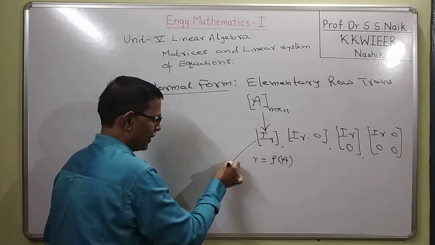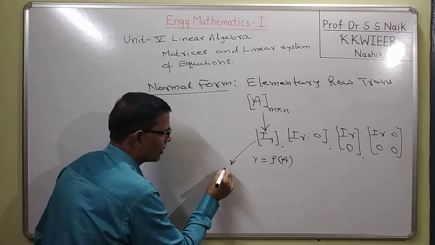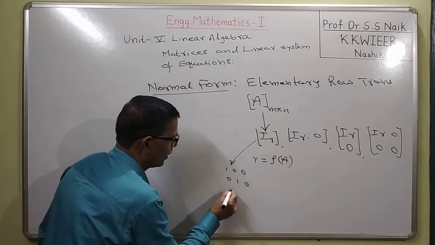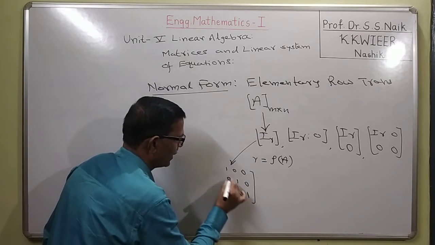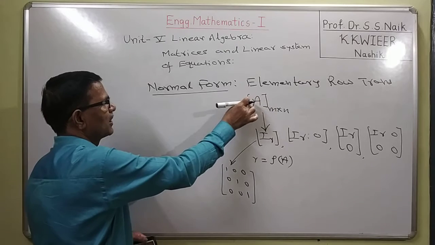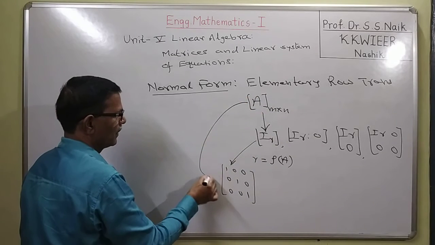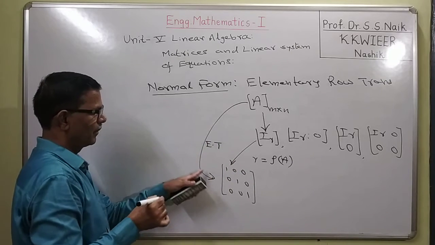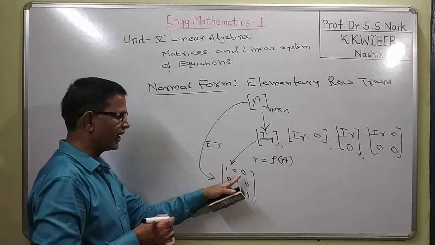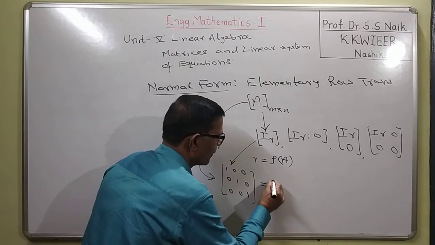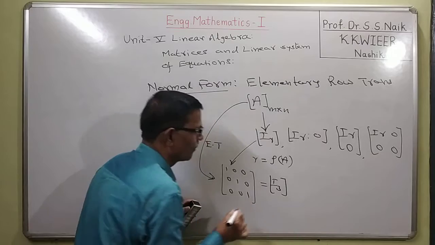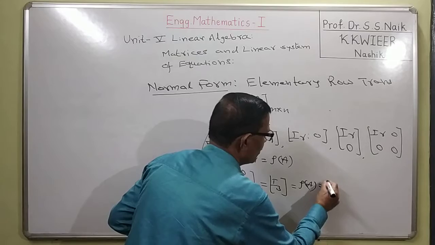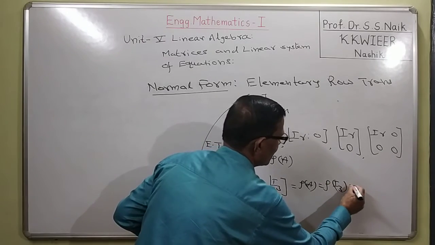Now here for example, I am having a matrix of order 3, say 1 0 0, 0 1 0, 0 0 1. So this is the given matrix. This given matrix by means of elementary transformations is converted to I3. Now this is a normal form. So therefore this implies rank of A is equal to rank of I3 is equal to 3.